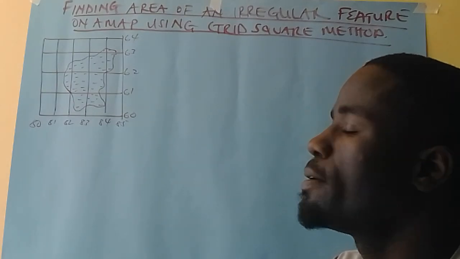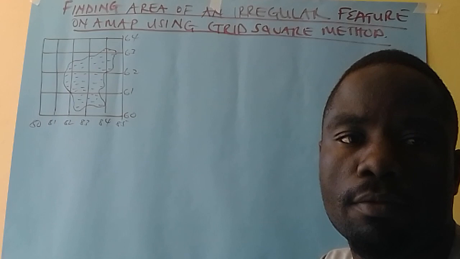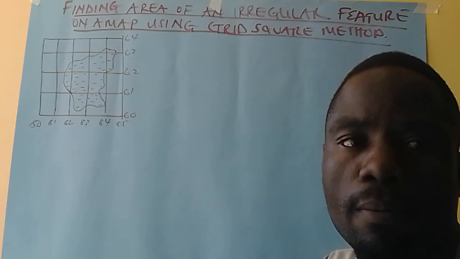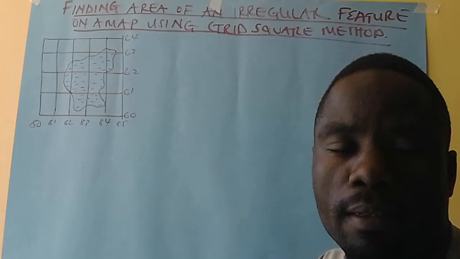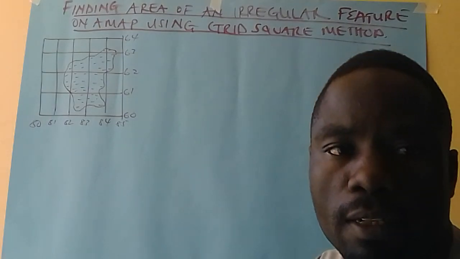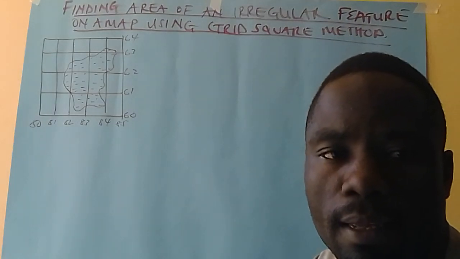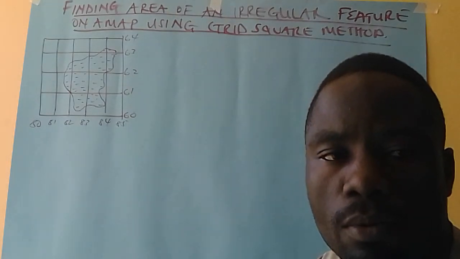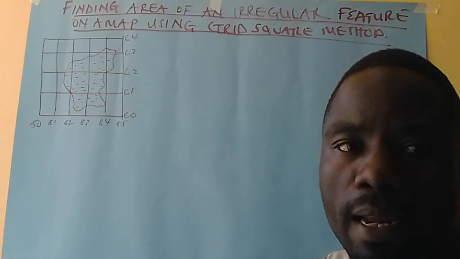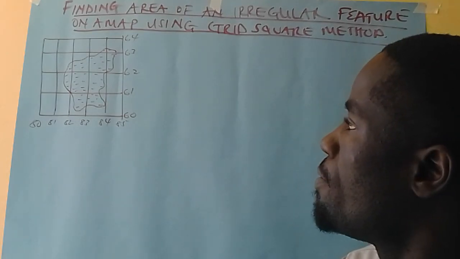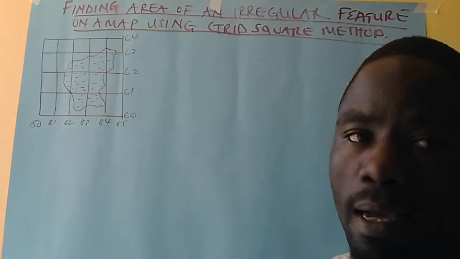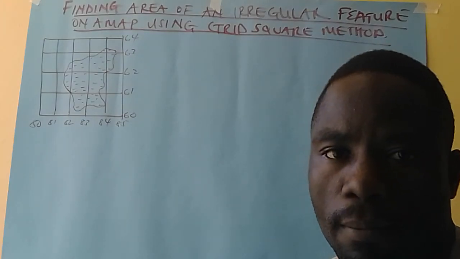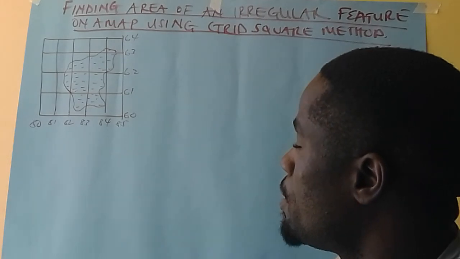Previously we looked at ways of finding areas on a topographical map, where we looked at finding an area of a regular object. Today we are going to look at finding an area on a topographical map, but of an irregular object. We have an example of our irregular object here. An irregular object can be a seasonal swamp, anything that is not having a definite shape.